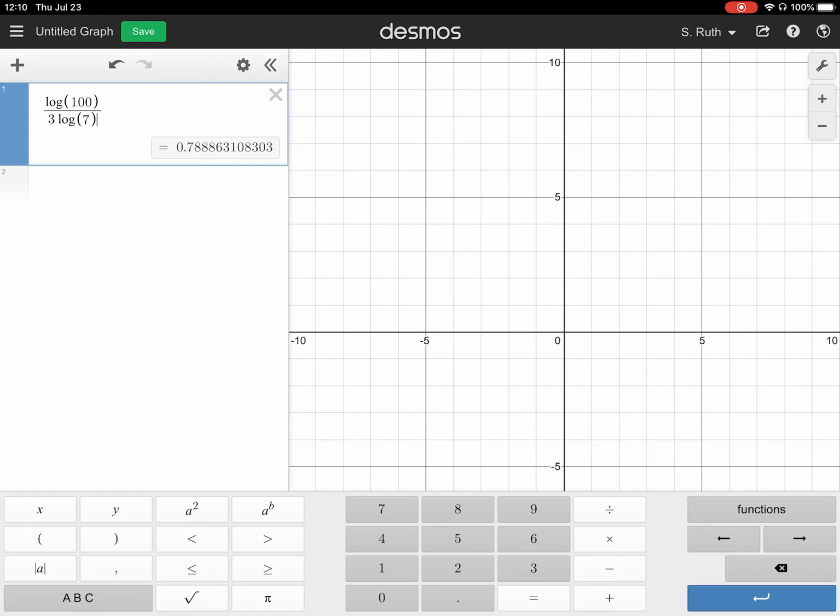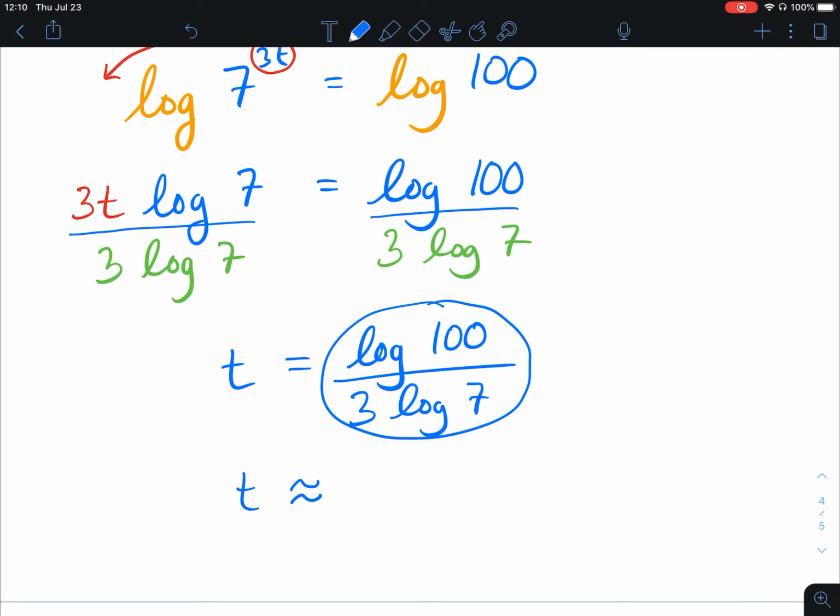So my decimal value is 0.78886, on and on and on. We're rounding to the nearest hundredth, so the 8 in the thousandths place will bump the 8 in the hundredths place up to a 9. So a good approximation there would be about 0.79. So we'll say that's our approximate solution rounded to the nearest hundredth.